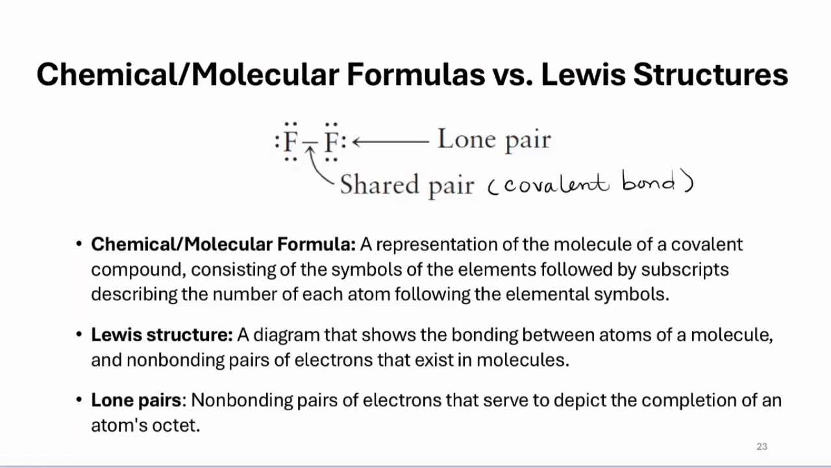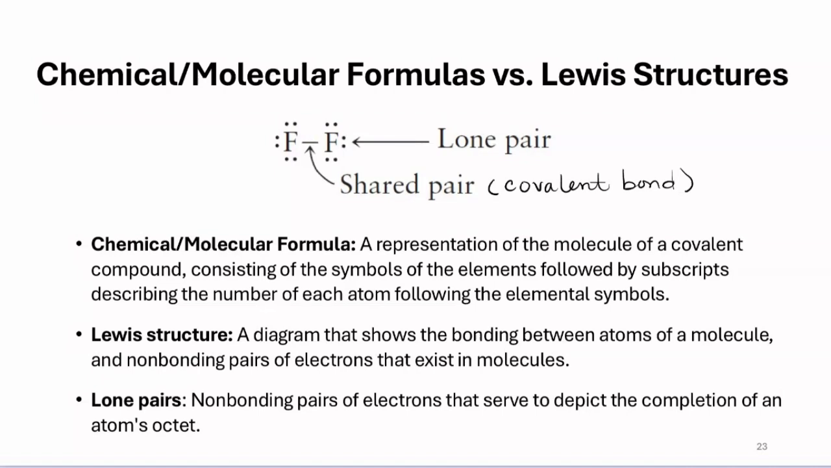When we have a Lewis structure, any time that you have two nonmetals or more, or a metalloid and a nonmetal sharing electrons, that is designated by a line. And those shared paired electrons are what we called a covalent bond. So this line represents two electrons.